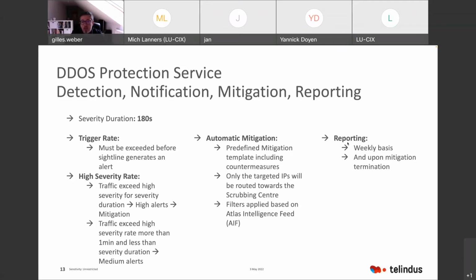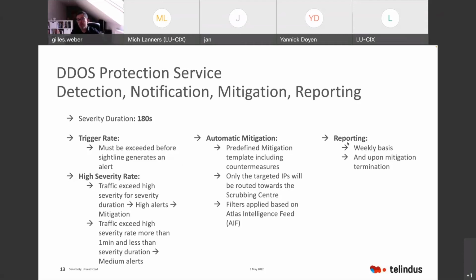It's only the targeted IPs which will be routed to the scrubbing center. That's for latency and efficiency reasons. And then we have that information with the filters and possibilities that we have from the Atlas intelligence feed. Two possibilities. During the attack, we are flexible enough to act as a SOC and be able to add additional mitigation countermeasures. If the customer wants to, we are always available to do this and to do some fine tuning on the protection mechanisms.